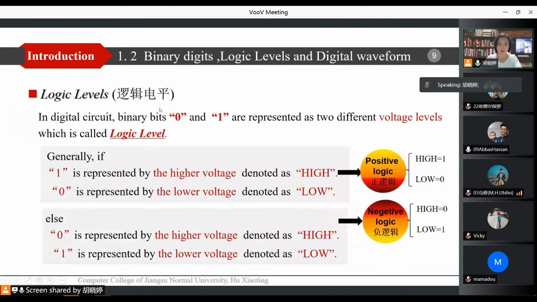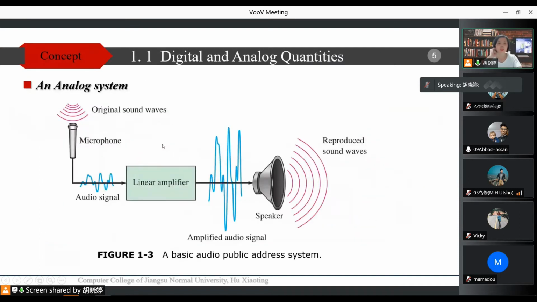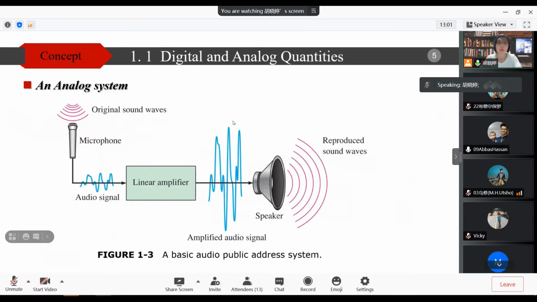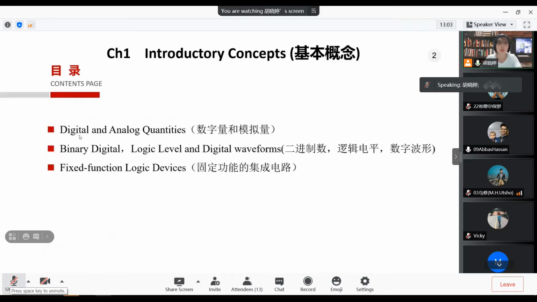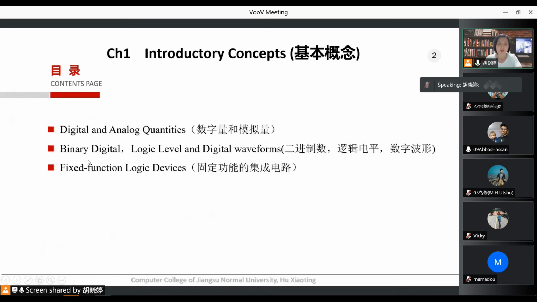Okay, in this chapter, you need to focus on some concepts. The first one is about digital and analog quantity. The second is binary digit, logical level, and digital waveform.